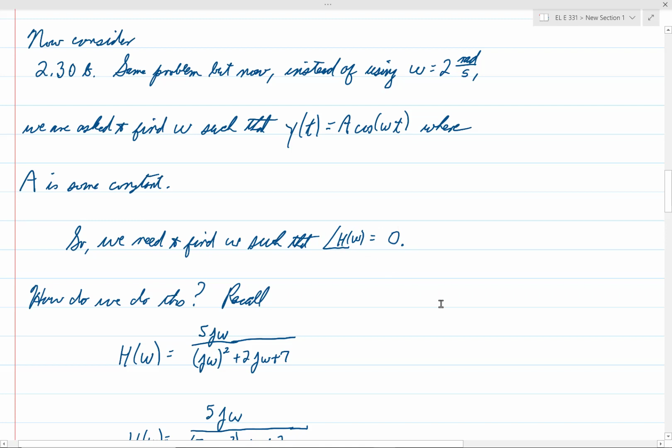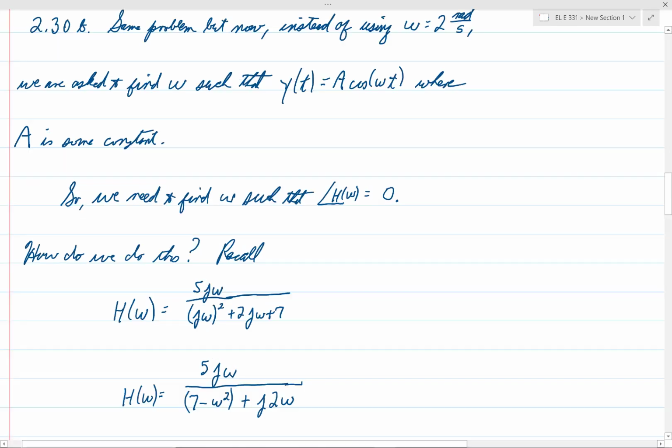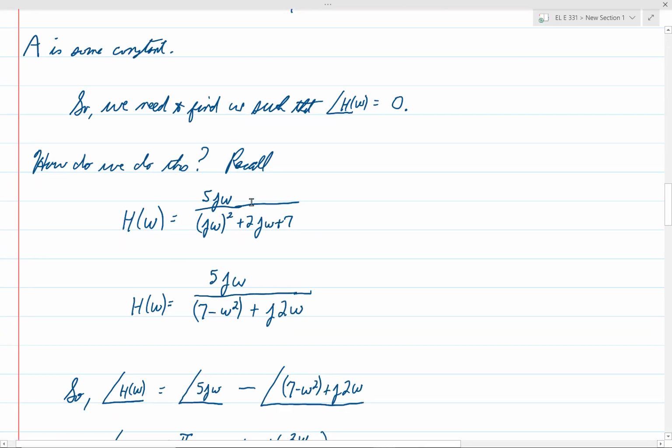Now, how do we find the omega that will make that happen? Well, remember that we found that h of omega had this expression, which now we have to keep as omega. We can't substitute in 2 as we did before. So let's see, omega times j quantity squared is minus omega squared. So we have 5j omega in the top, and in the denominator we have 7 minus omega squared as the real part. And then for the imaginary part, we have this j times 2 omega.